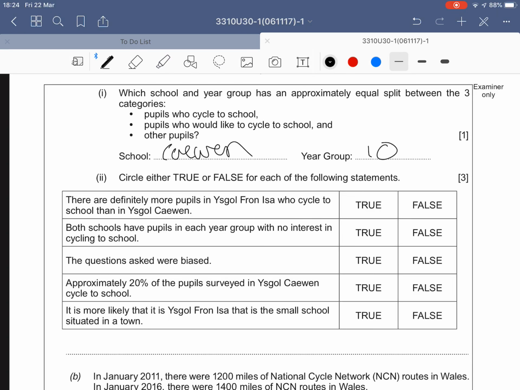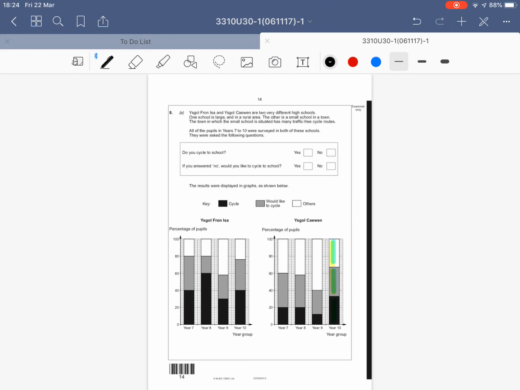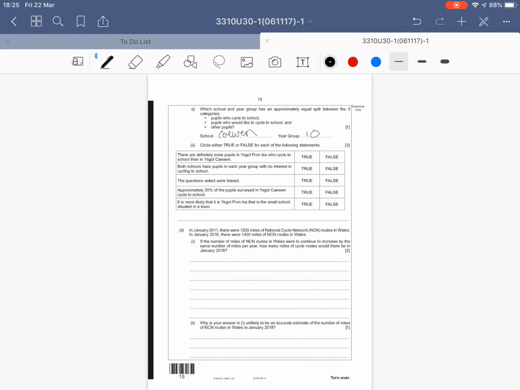Circle either true or false for each of the following statements. There are definitely more pupils in Ysgol Isa who cycle to school than Ysgol Caerwen. I don't think it told us how many pupils in each school. So based on percentages, you can't assume that just because these ones are bigger or smaller, that there's more people in each school. This one school could have 1 million students. The other school could only have 10. We haven't been given that information, so we can't assume that. So that'll be false for that one.